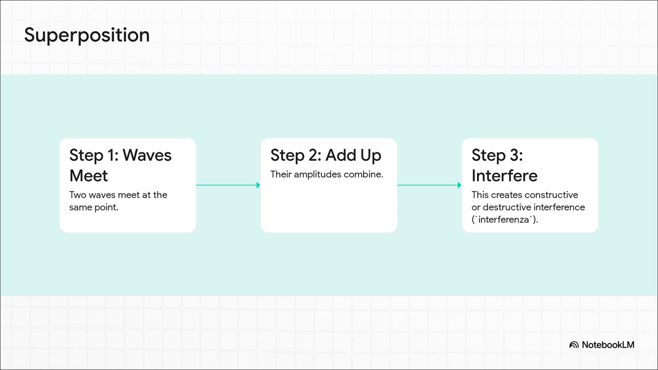But what happens when 2 waves are in the same place at the same time? Simple. They add together. It's called interference. If their peaks line up, they build on each other and create a bigger, more powerful wave. We call that constructive interference. But, and this is wild, if a peak meets a trough, they can completely cancel each other out into nothing. That's destructive interference, and it's the actual science behind how noise-canceling headphones work.